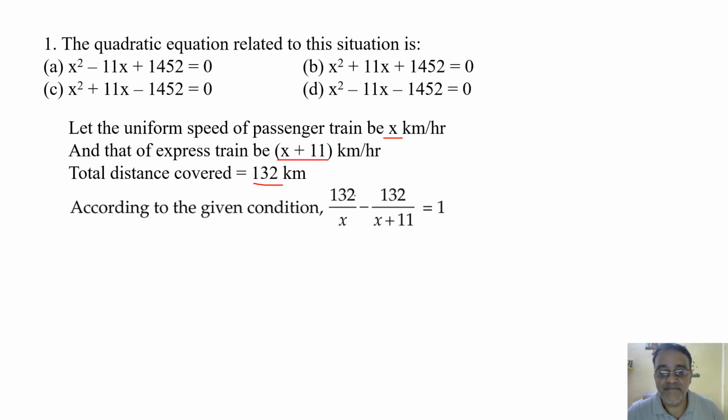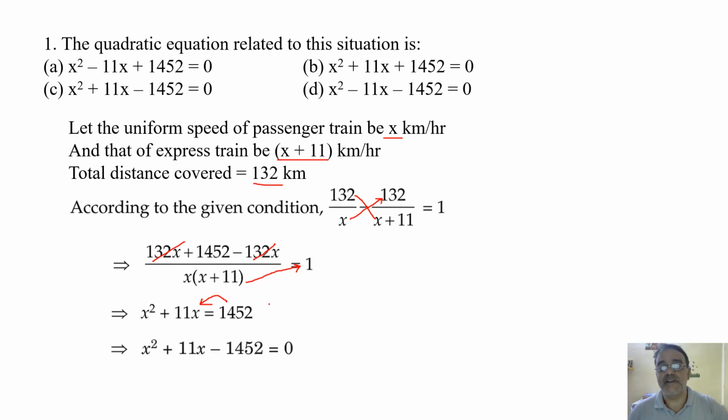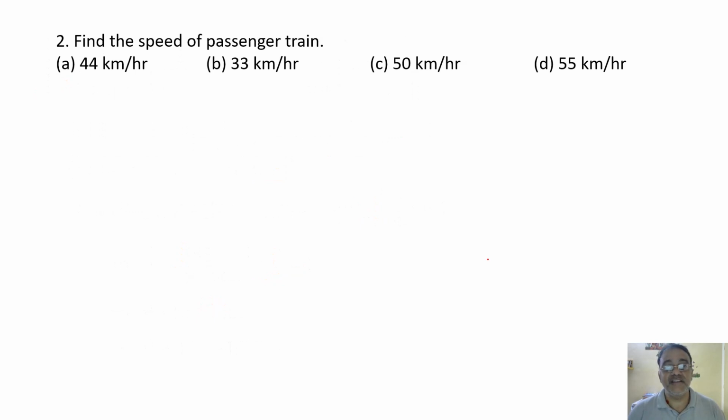Now take LCM. 132x plus 1452 minus 132x upon x into x plus 11 is equals to 1. इसमें 132 cancel हो जाएगा, and shift this to this side, x square plus 11x, and 1452 if you shift this side, we are getting the final quadratic equation as x square plus 11x minus 1452 equals to 0. And the correct option is Option C. Option C, right?